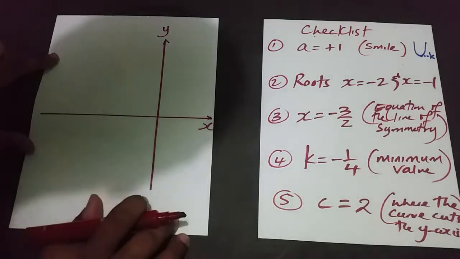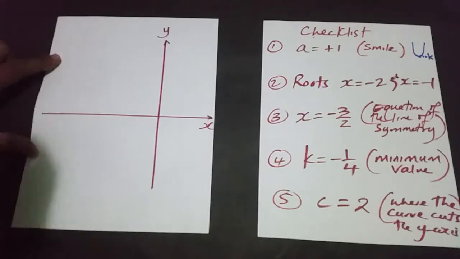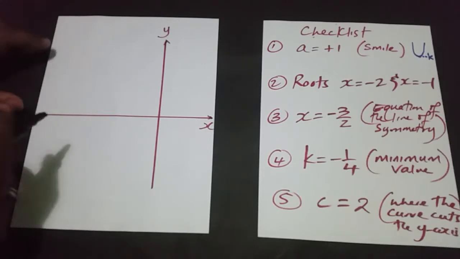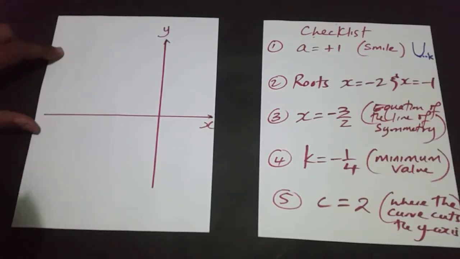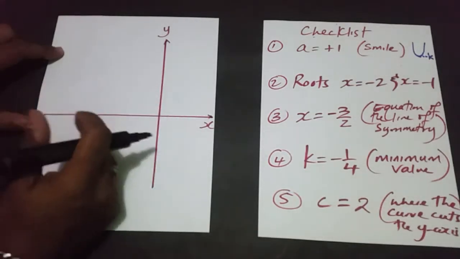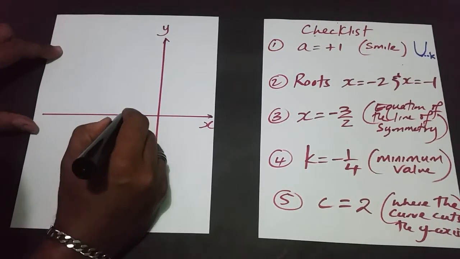Now the first thing that you're going to remember is that you're going to get a smile, and the first set of values that you want to put onto the graph is the actual roots. You're not measuring and you're not using a ruler, but you just want to make sure that it makes sense.